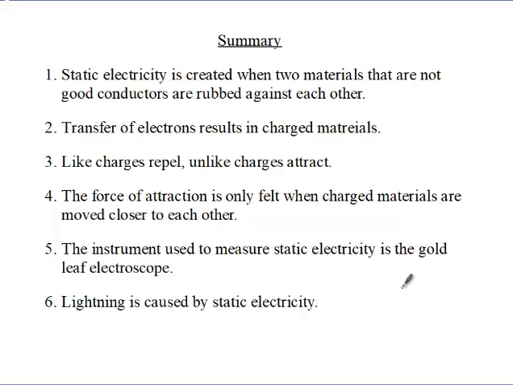2. Transfer of electrons results in charged materials. Now the giver of electrons will always have a positive charge, and then the acceptor of electrons will always have a negative charge. We also got to see that like charges repel, unlike charges attract. So if we have two positive charges, as we saw in the polythene rods, they are going to repel each other. If we have one positive and one negative charge, as we saw in the comb and then the paper, we are going to have attraction occurring.